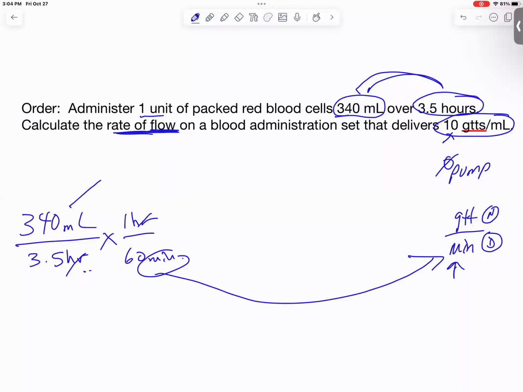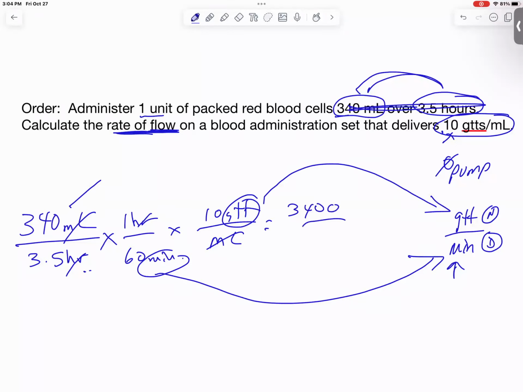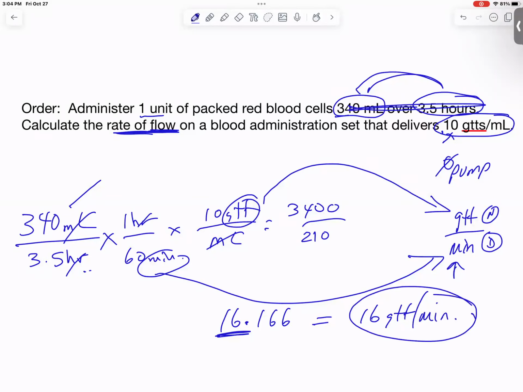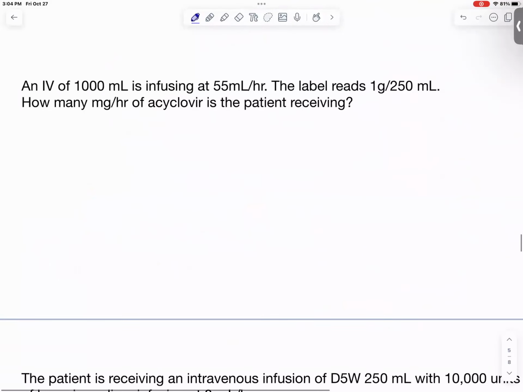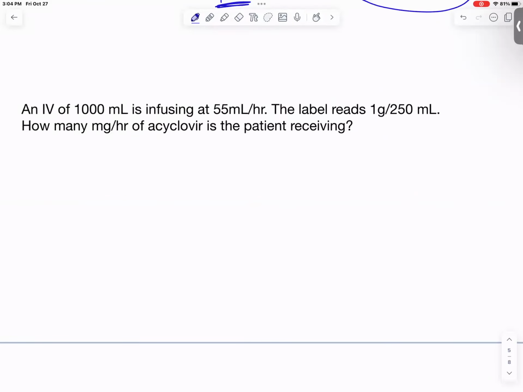Now how do I get rid of milliliters and get to drops? Well, I go to my question. I haven't used 10 drops per milliliter. So I cross off my milliliters and that leaves me with drops. Beautiful. Now it's just math. So now I do math across the top, which is 3,400, and then 210, divide that in there, and it gives me 16.166, and it's greater than 10, and I need a whole number. So it's 16 drops per minute. Perfect. Good. Now do this one. All right, let's do it.